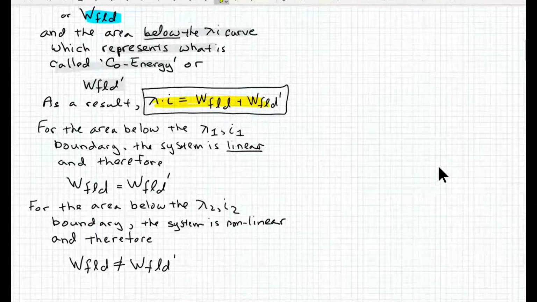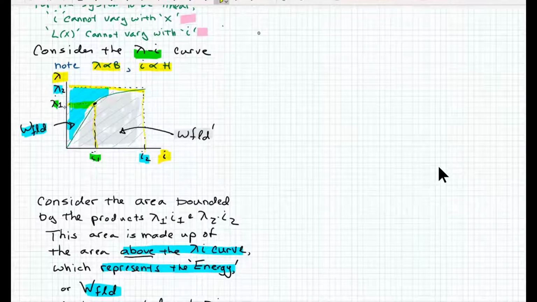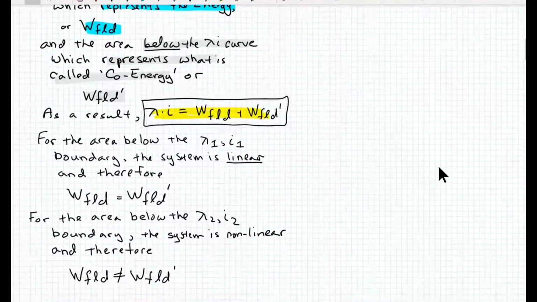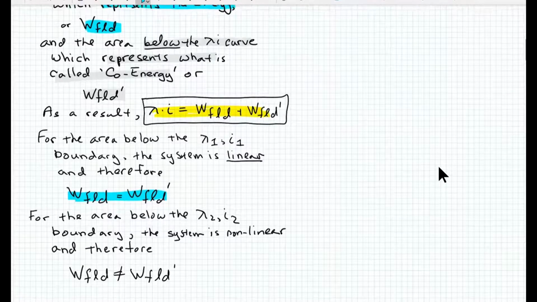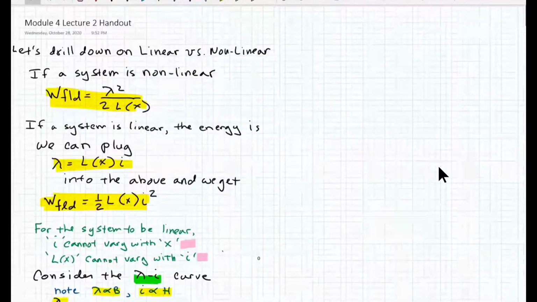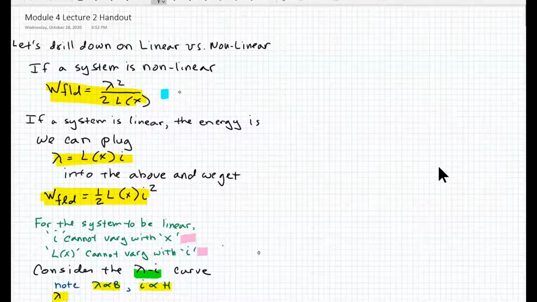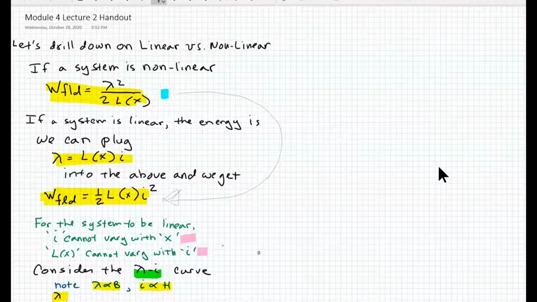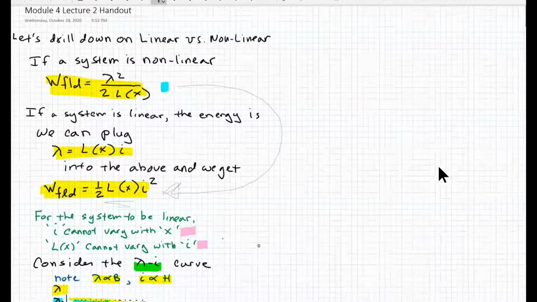And so interestingly now, if I designate two areas on this curve, area 1, lambda 1, I1, is the linear part of the curve. In the linear part of the curve, the energy and the co-energy are equal to each other. Recall that we were able to take this complicated expression and simplify it. We're able to make it look like this if it's linear. So essentially that energy becomes this term in a simpler form in that region.